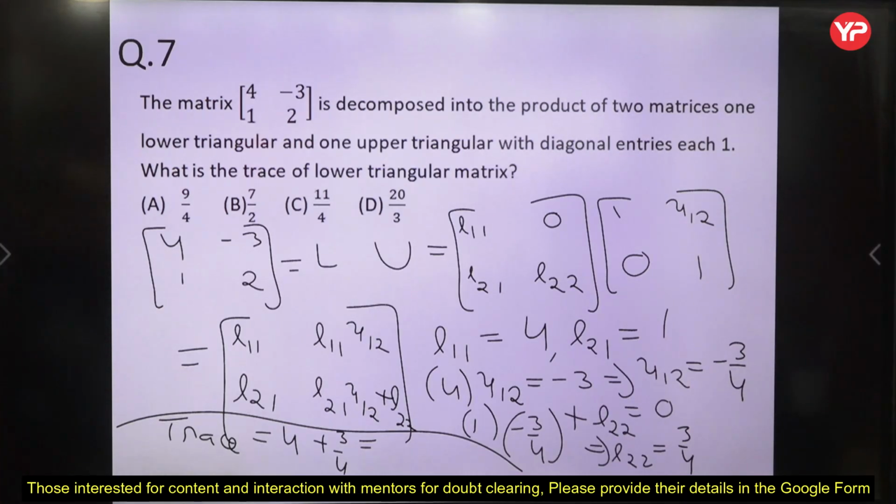4 minus 3 1 2 है, LU हमने लिखा है L11 0, L21 L22 1 U12. ओके, ठीक है, L11 राइट, L11 U12. ओके, then L21 U12 प्लस L22. ओके, L11 4 है, ठीक है. L21 कितना है आपका? 1, ये भी ठीक है.